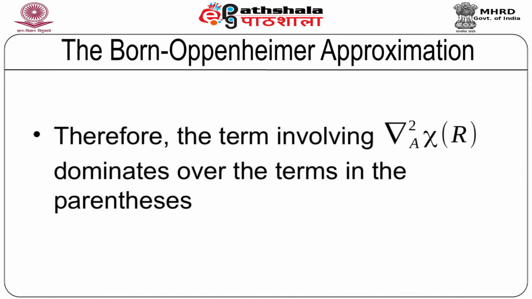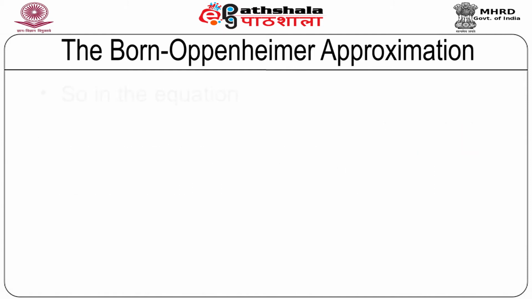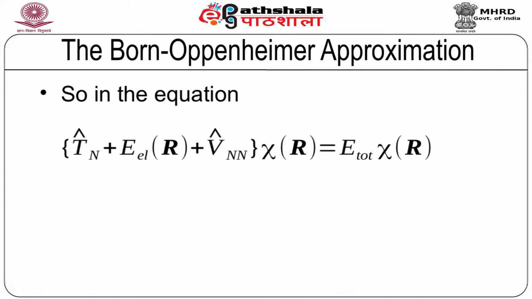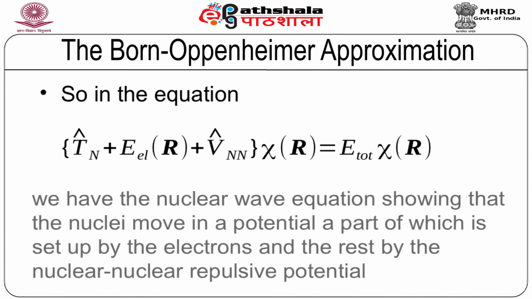Therefore, the term involving del square A chi r dominates over the terms in the parenthesis. So, in the equation Tn plus ELR plus VNN chi r equals E total chi r, we have the nuclear wave equation showing that the nuclei move in a potential, a part of which is set up by the electrons and the rest by the nuclear repulsive potential.